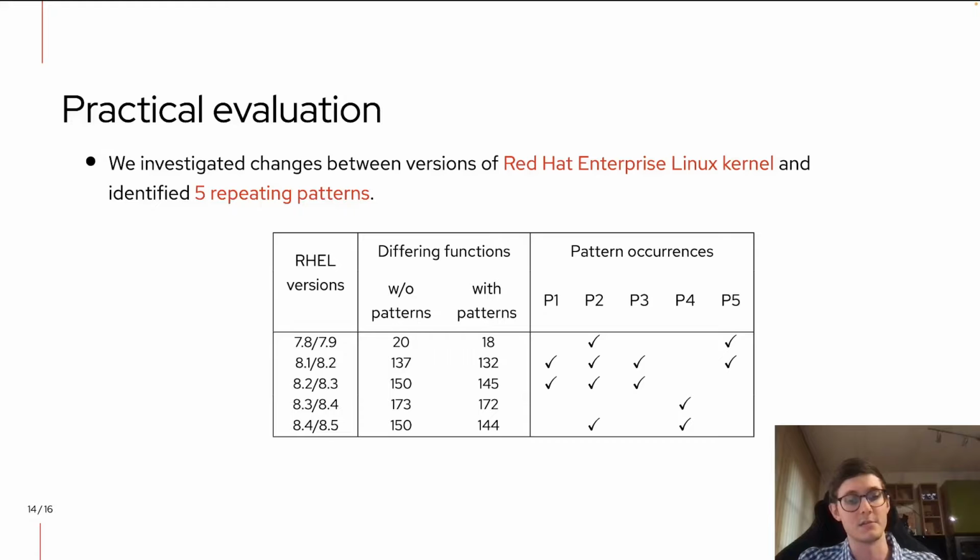We've conducted two experiments. First of all, we've tried to demonstrate the practical usability of our approach by applying 5 repetitive custom patterns to several recent versions of the RHEL kernel, that is the kernel of Red Hat Enterprise Linux. And first, we identified 5 patterns of changes which repeat across versions, and while they alter semantics, they are also quite safe to be done. So it makes sense to remove them from the output of different functions.